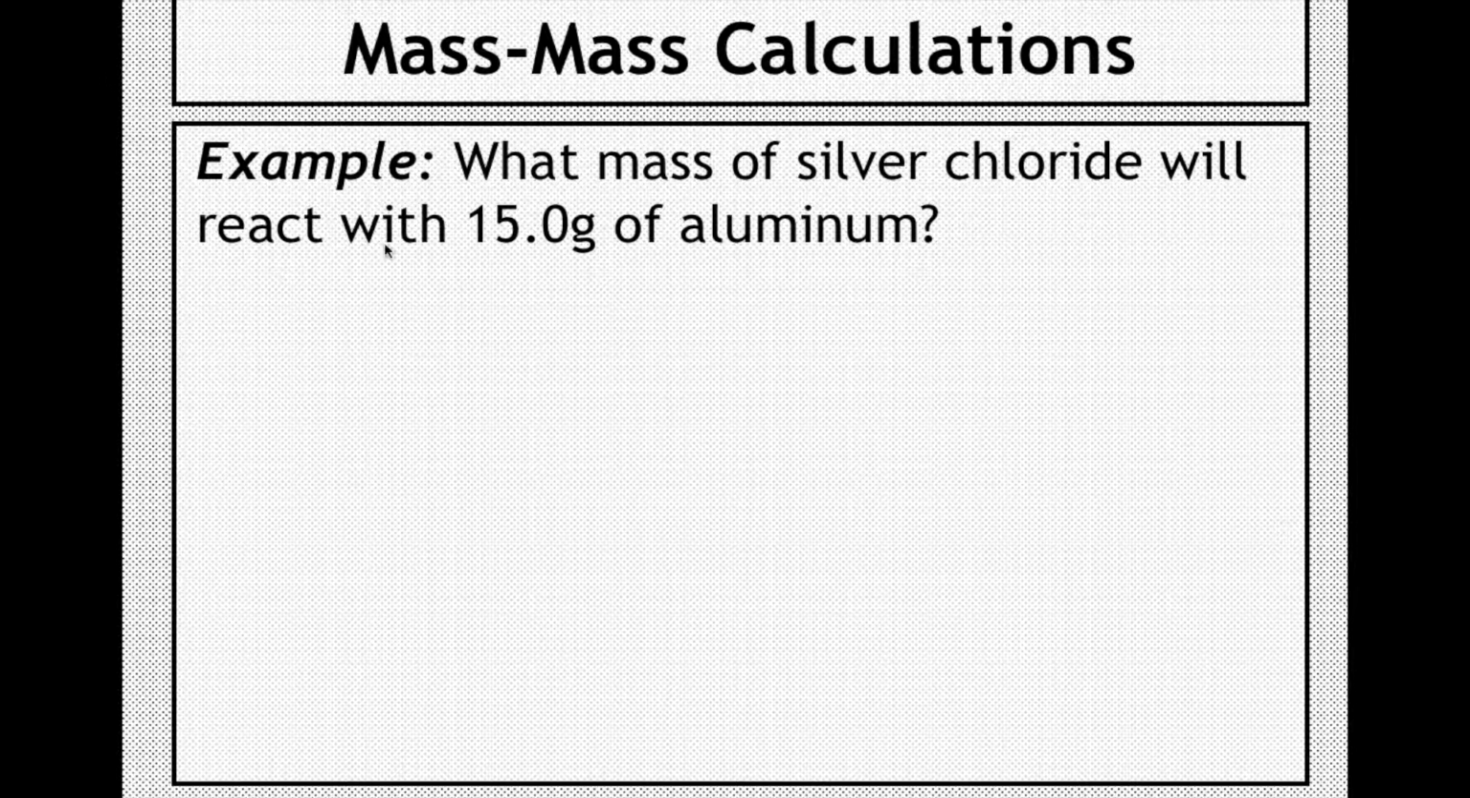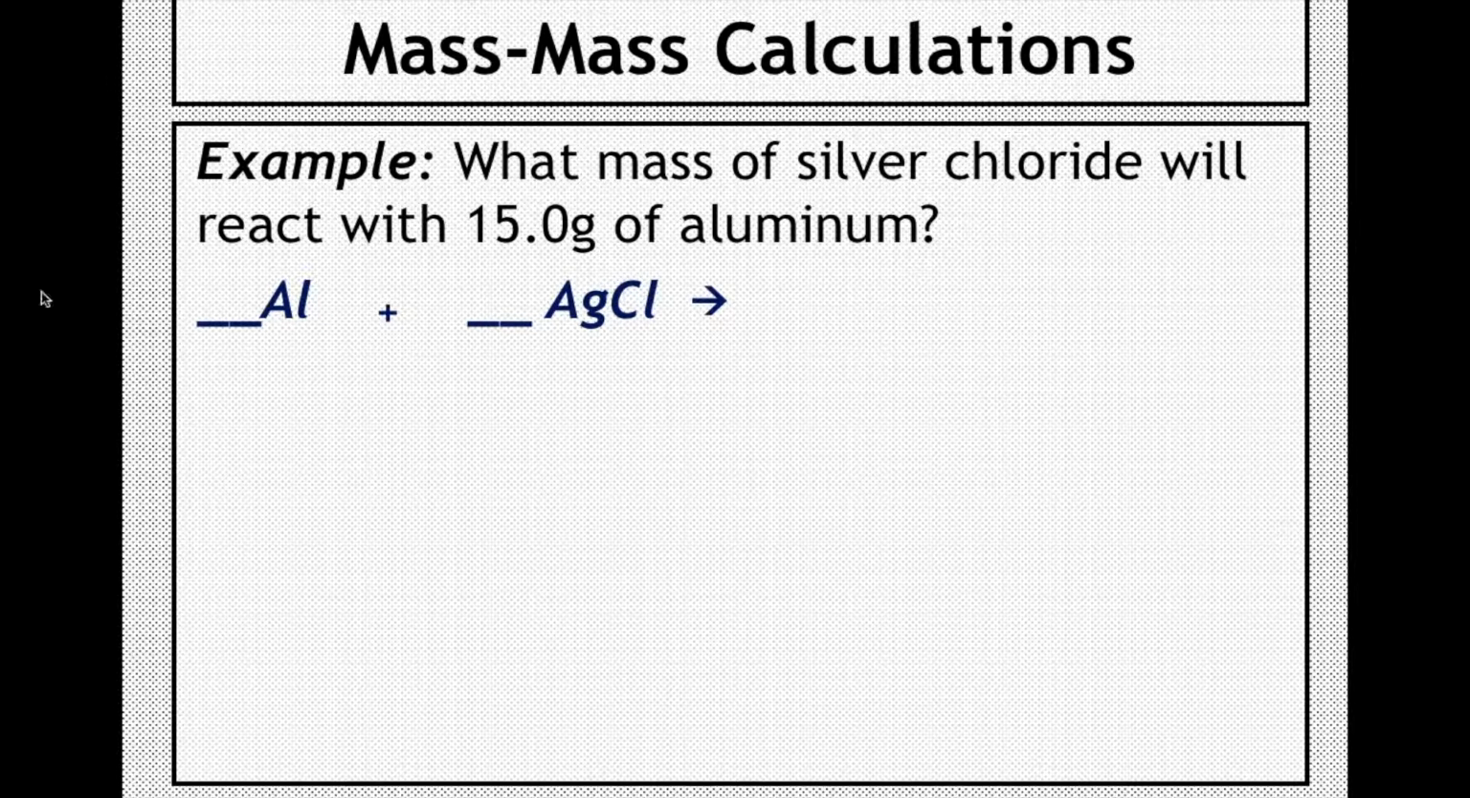So first practice question: what mass of silver chloride will react with 15 grams of aluminum? Yesterday we had a certain amount of moles, so we're just adding a step. We just have to convert these grams to moles first, then convert out of moles. So we have aluminum, then we have silver chloride.